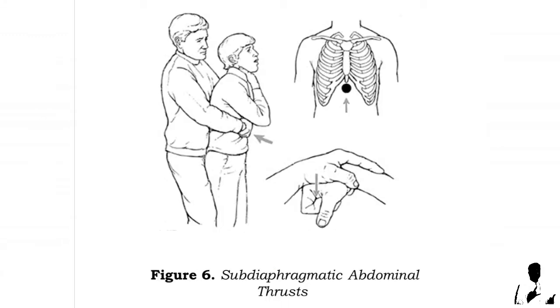Figure 6 shows the diaphragmatic abdominal thrusts. The rescuer stands behind the victim and grasps his hands firmly over the victim's abdomen just below the rib cage. The position of the rescuer's hands and the direction of thrust are shown at the bottom right.